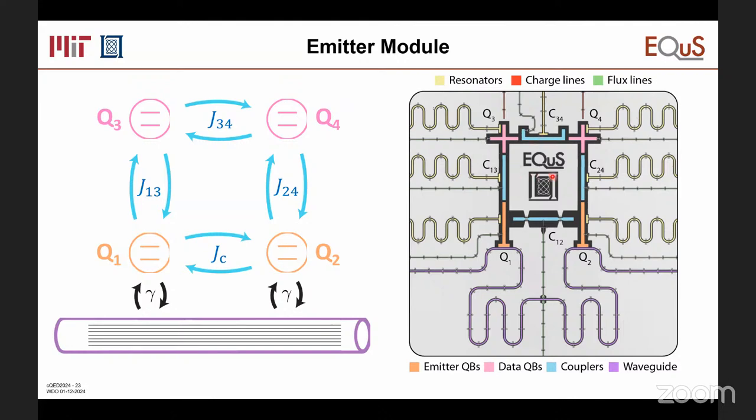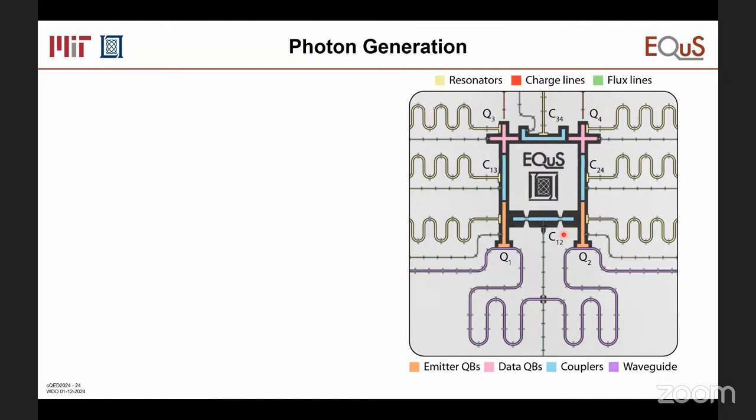And then when we're ready, we drive these two couplers on the left and right, and that transfers the entanglement down, swaps it down to qubits 1 and 2, where it's quickly emitted. Okay. So this is how the experiment goes.